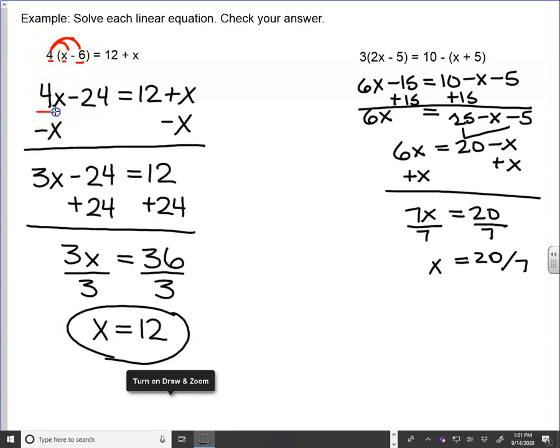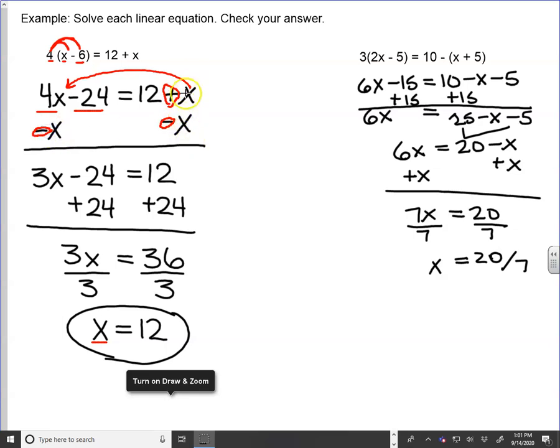4 times x gives me 4x. 4 times -6 gives me a -24. On the right side, I just leave it as it is, 12 plus x. And then what we're trying to get to is we want x to be by itself. So we're going to start by combining the x's. I want to bring this x over to this side to be with 4x. And the way I do that is I do the opposite, right? So it's added over here, so I'm going to subtract it to bring it over to this side.